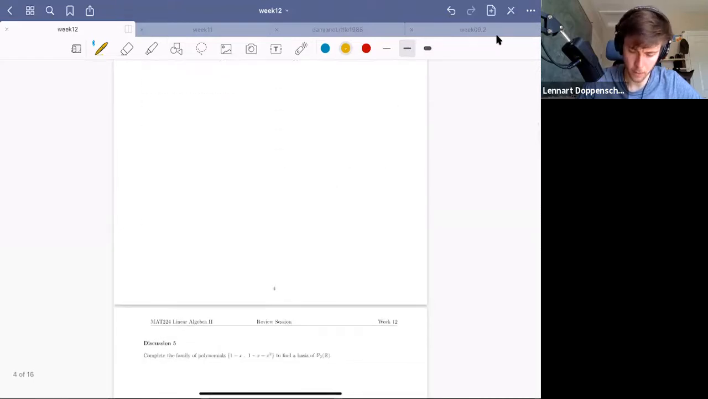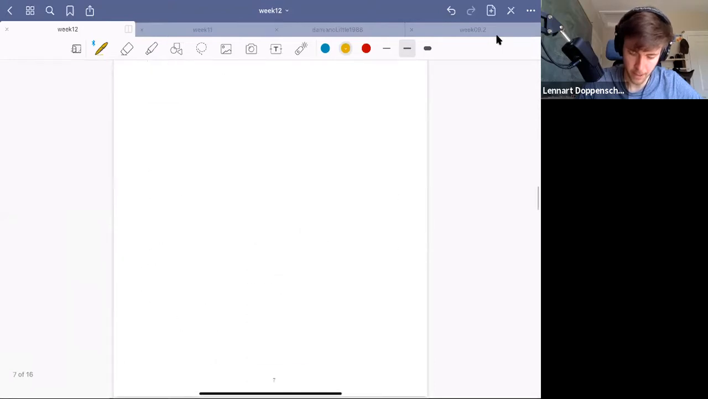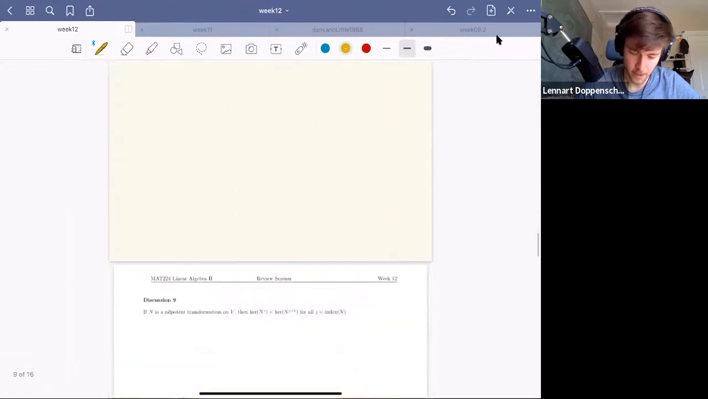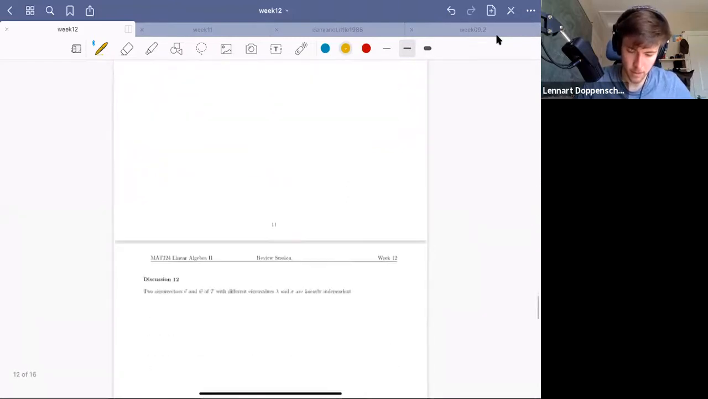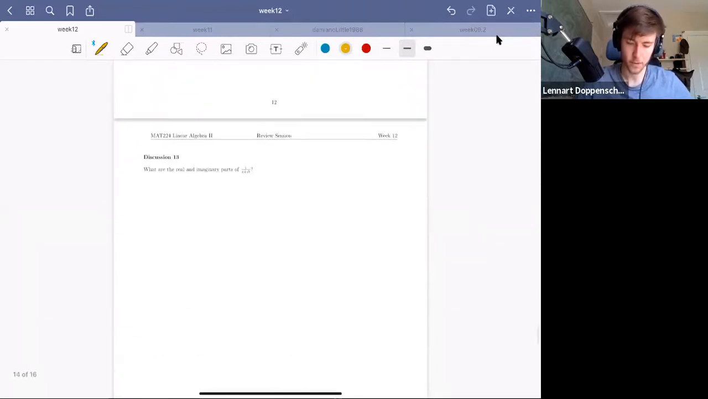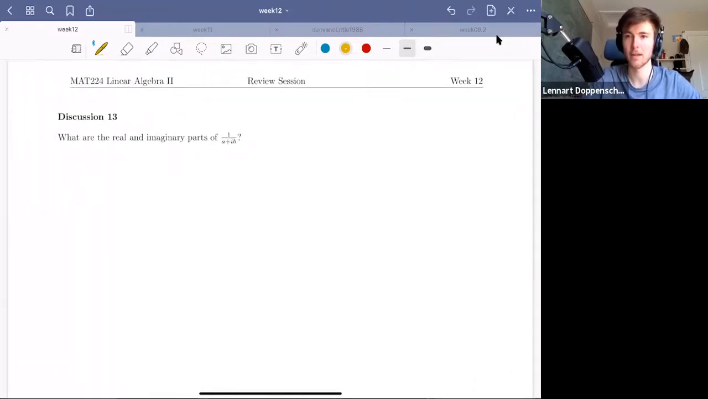Yeah, we could. I think there was one about complex numbers. I remember I typed this up this morning, just everything that came to my mind, and there was one about complex numbers. Which one was it? This one. What are the real and imaginary parts of 1 over a plus ib?